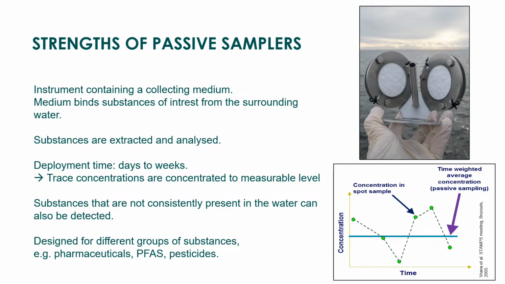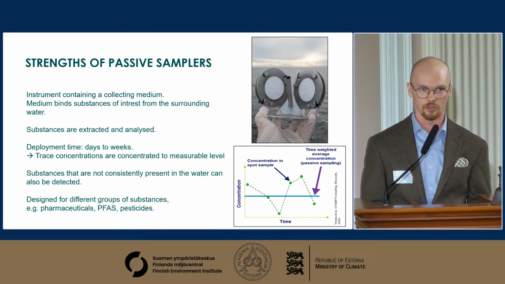Based on the amount of substances that are accumulated in the samplers, the average dissolved concentrations in the water during the deployment time can be estimated. With sufficiently long deployment time, even very low concentrations can be detected, and additionally, those substances that may not be consistently present in the water can also be identified. These samplers have been designed for various types of substance groups, such as pharmaceuticals, but also PFAS, pesticides, metals, etc.